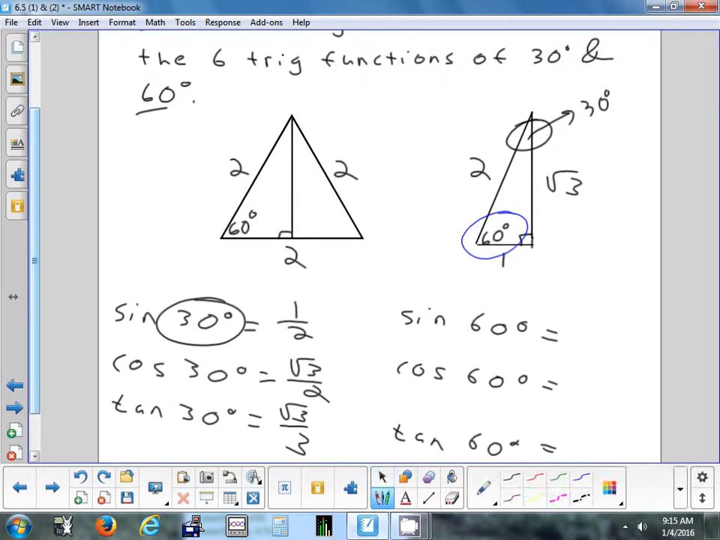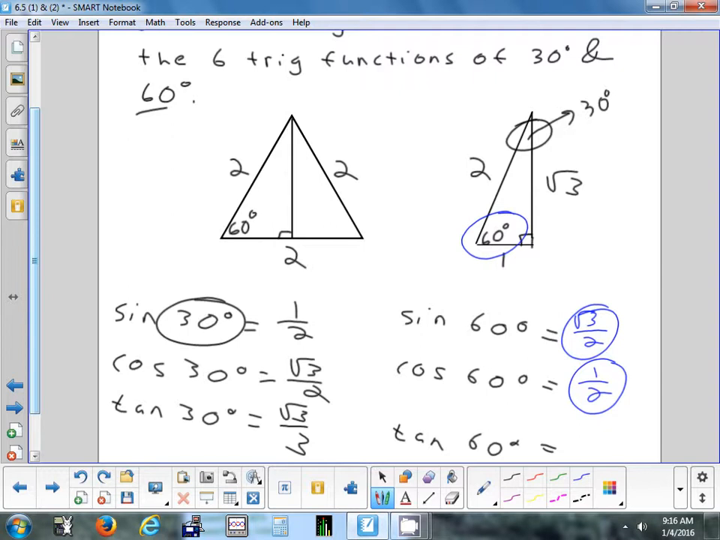Okay, so what's my sine of 60? Keep in mind, pretend like you're standing in the bottom left angle. Yep, square root of 3 over 2. What about my cosine of 60? For cosine, you're looking at the adjacent and dividing by hypotenuse. 1/2.